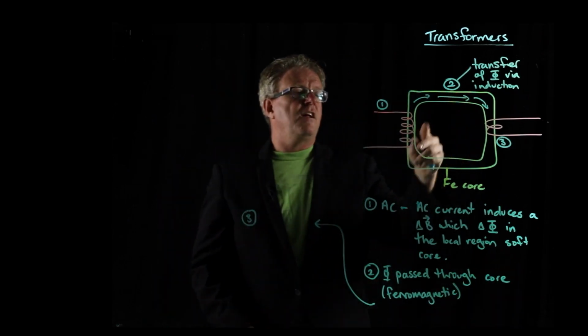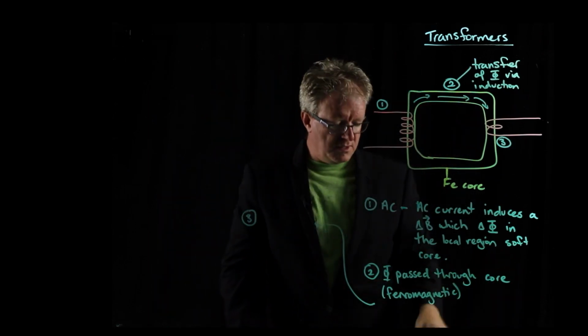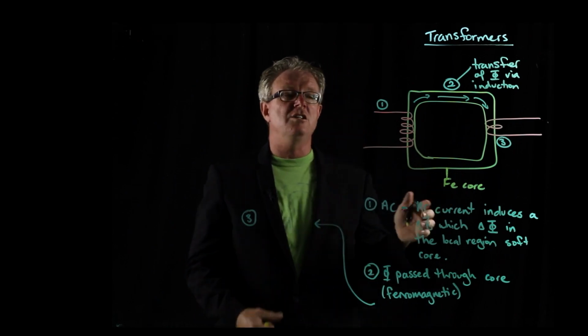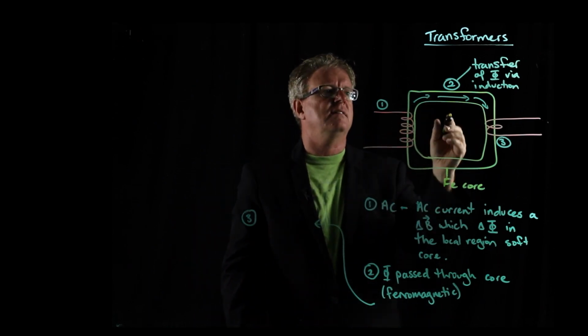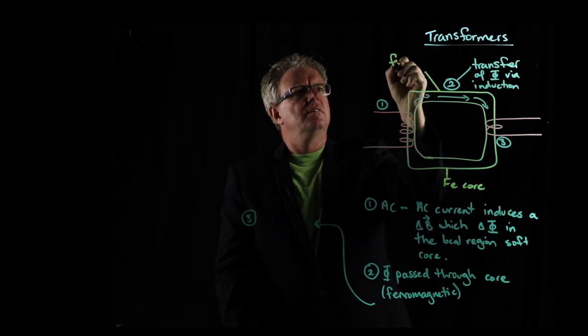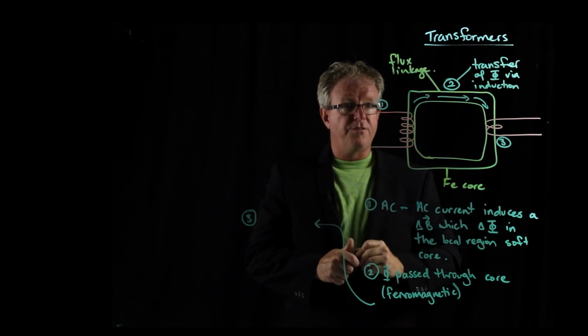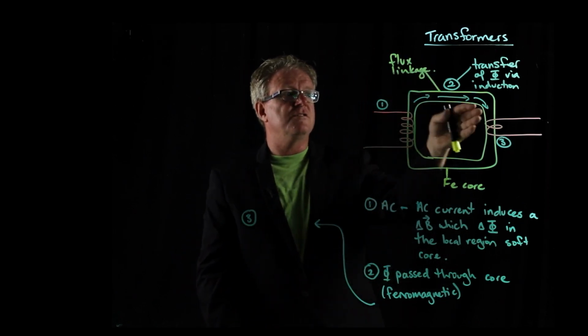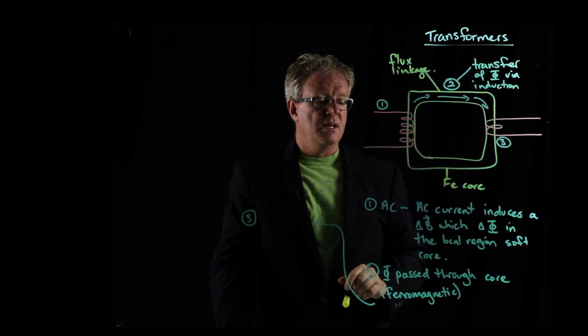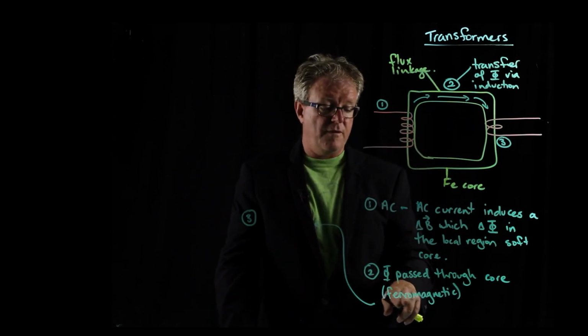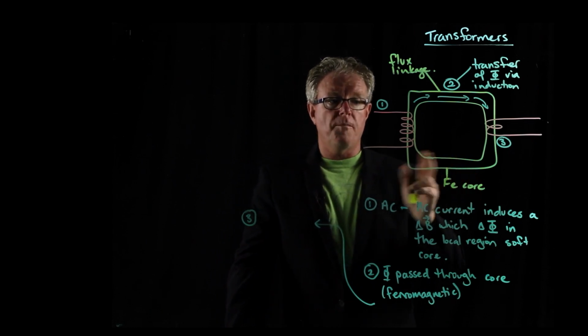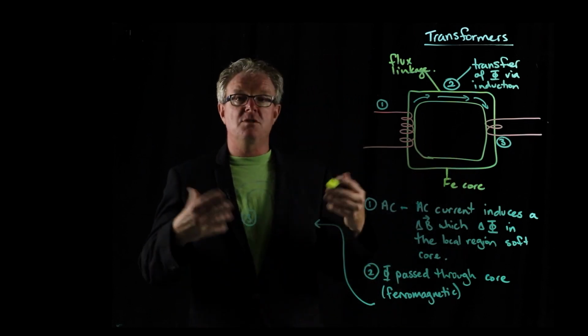Now that change in flux is passed through, and sometimes that's called flux linkage. We're linking two areas together, right? So flux linkage, we're linking the change in flux from one area to another, and we're passing that around through a ferromagnetic core. All right, so that happens through air as well.